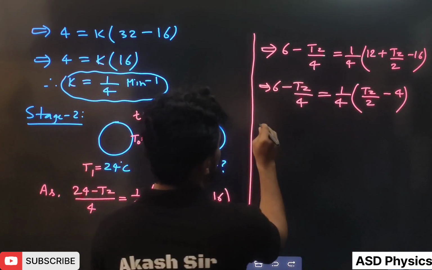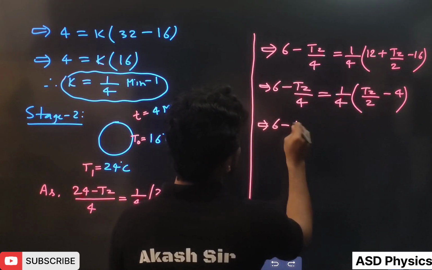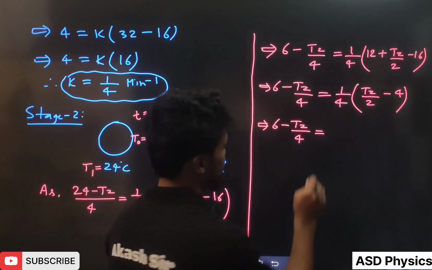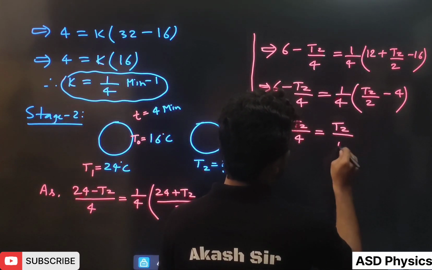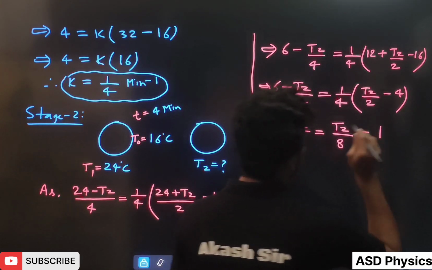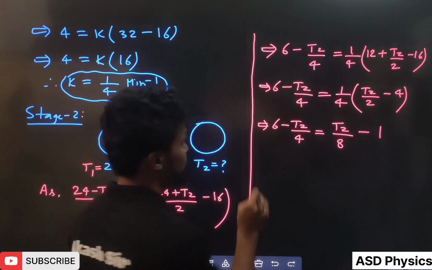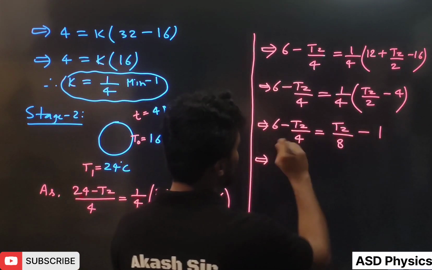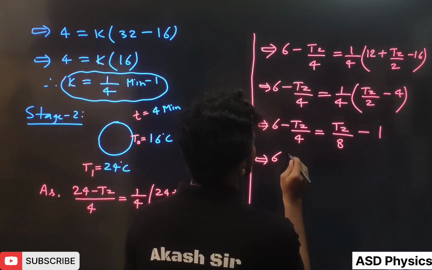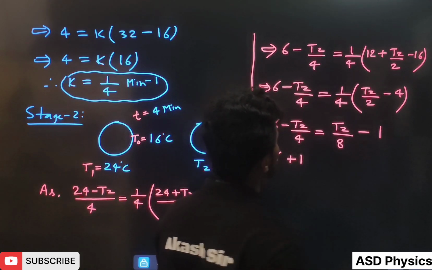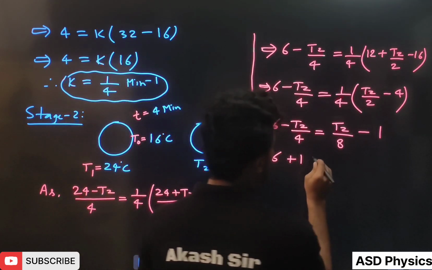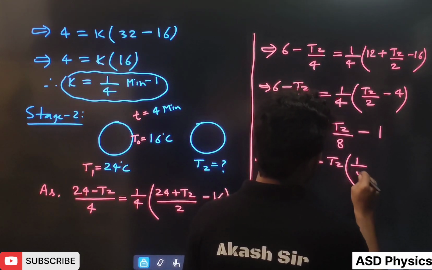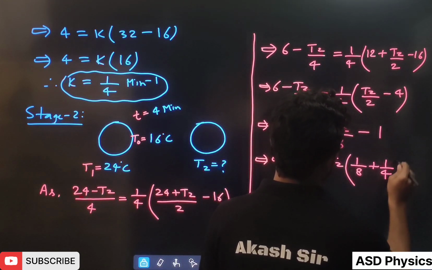Now only mathematics is left. So 6 minus T2 by 4 is equal to, sending 1 by 4 inside, it will become T2 by 8 minus 1. 4 by 4 is 1. Now after that, taking this out, now minus 1, it will become 6 plus 1, correct? 6 plus 1 is equal to T2 times 1 by 8 plus 1 by 4.